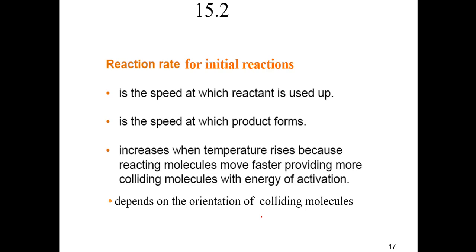Now we're going to start getting into reaction rates. And this is the speed of reactions. So reaction rate is the speed of reactions. Some reactions are really fast, other reactions are really slow. So one of the slowest reactions is the decomposition of plastic. It takes thousands and thousands of years for plastic to decompose. So it has a slow reaction rate.